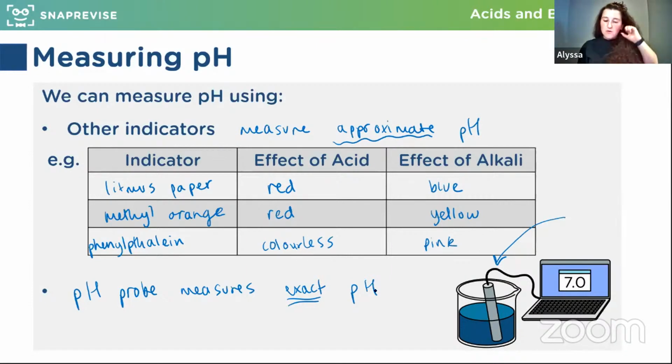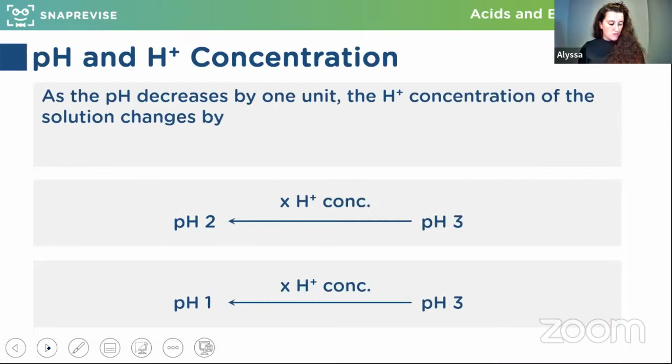Okay, final kind of thing that we need to look at then, and hopefully we'll still have time for our exam questions, or at least one of them, is pH and H+ concentration. So this is what I've had a couple of people mentioning briefly in the chat. So pH, the H bit, comes from hydrogen. So what we're looking at is how much hydrogen there is in a solution.